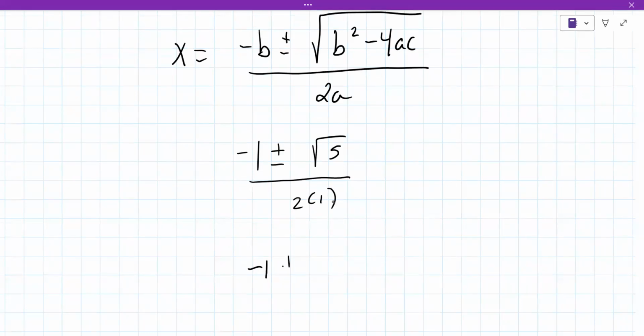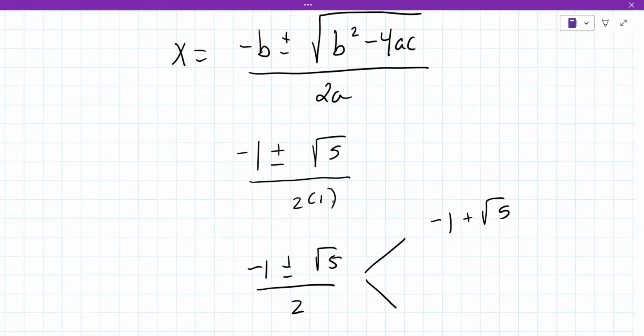A few things you might do is you might show each solution separately, like -1 plus the square root of 5 over 2, -1 minus the square root of 5 over 2. That's what I did. That's great. That's fantastic. Okay, you feel pretty good about that.